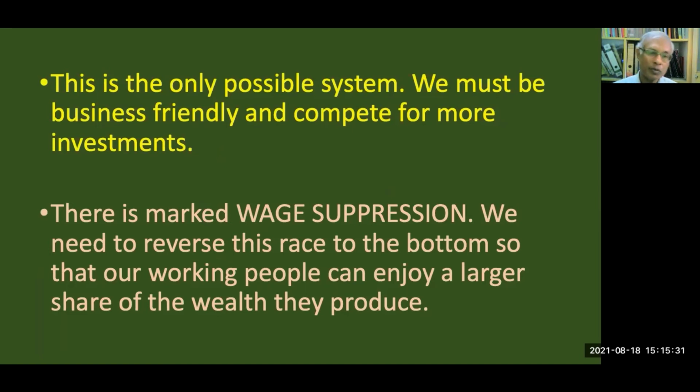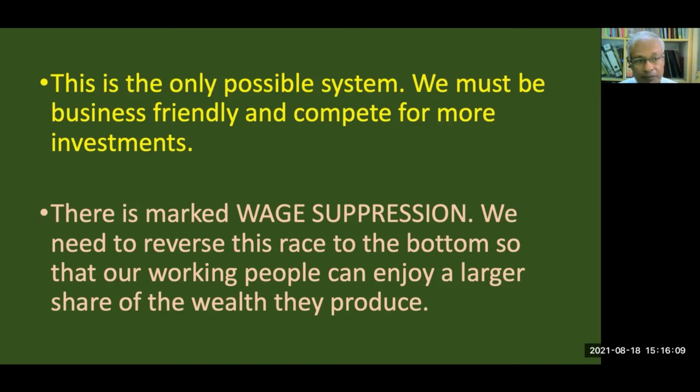So to do these things, there are two different views of it. There are some people who look at what's going on now and say this is the only possible system. So we've got to adjust the Malaysian economy, become business friendly, make sure our graduates are market enabled, they have the soft skills, and we compete for more investments, and we go with the system. That's the Singapore model. You go along with the capitalists and try and get as much out of it as possible.